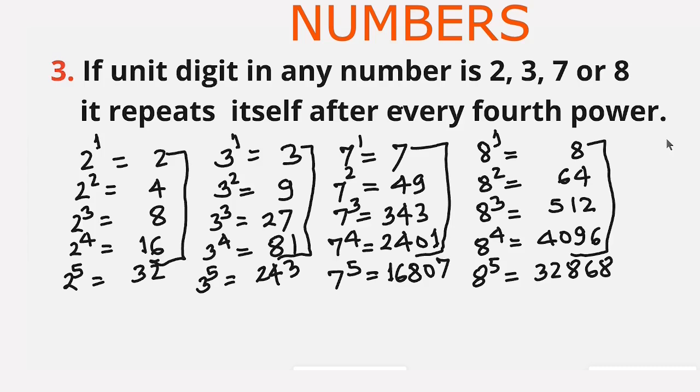So you have to keep it in your mind that in the numbers where the unit digit is 2, 3, 7 or 8, whatever may be the power, after every fourth power, the unit digit or ones place digit repeats itself. I will explain this by one example.